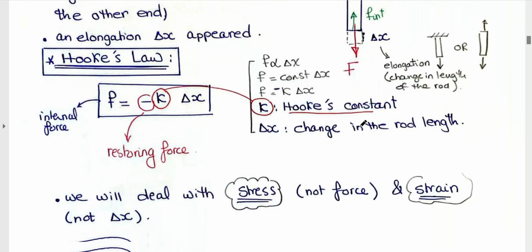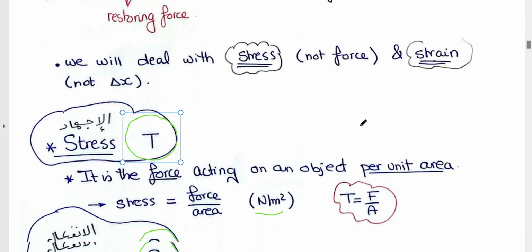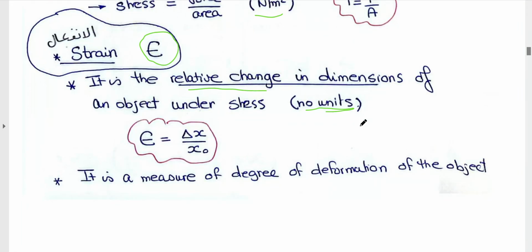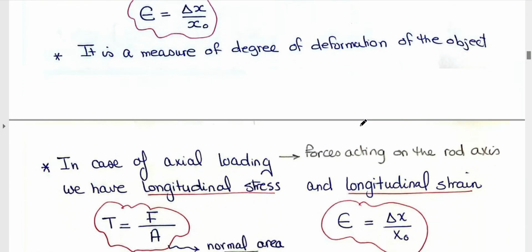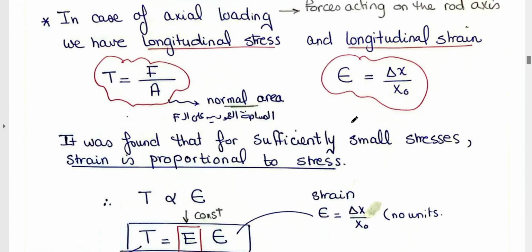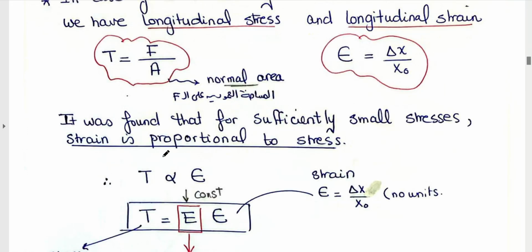What is the relation between stress and strain? For sure, if you increase the stress, the strain will increase. So the relation between stress and strain is that they are proportional to each other. T is the stress, force divided by the normal area. Strain is delta x over x naught. And the relation is proportional. They found that the strain is proportional to the stress applied.